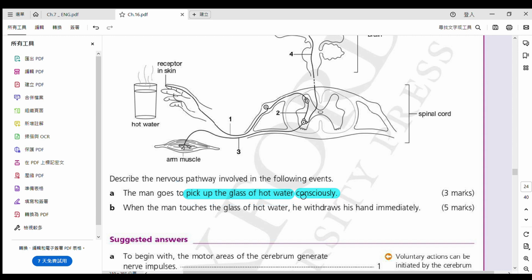係 voluntary action 定 involuntary action 呢？ So the answer is, it is a voluntary action. Okay, but then, first one, again, the question is there a stimulus? 有冇任何 stimulus? The answer is no. Okay, so when there is no stimulus, 冇任何刺激啦。So we don't need sensory area or association area.